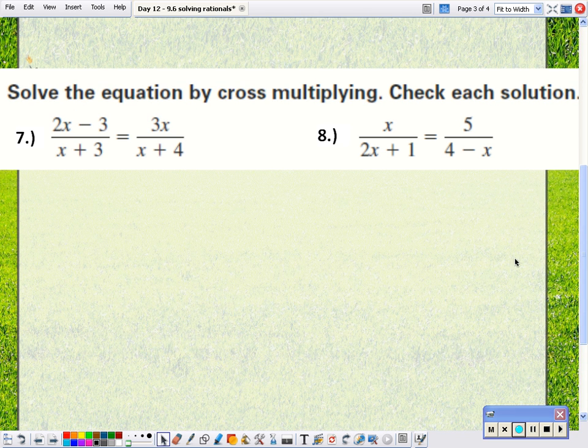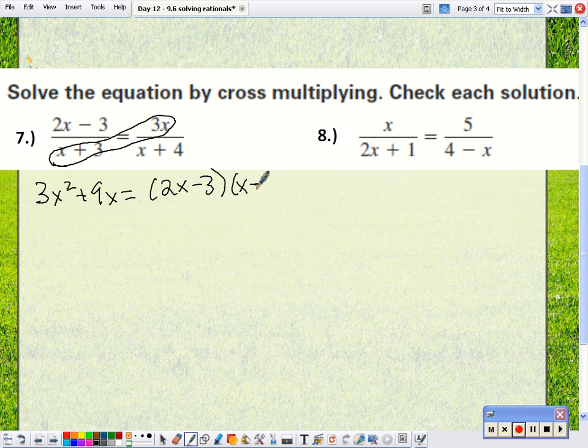Alright, now sometimes it's just going to flat out tell you to cross multiply. We're going to do 7, we'll leave 8. You can do that one on your own. So if it just says solve by cross multiplying, you can obviously just go straight to the cross multiplying step. So we're going to have 3x squared plus 9x equals, now I'm going to be really careful here to multiply correctly. So 3x squared plus 9x equals 2x squared. This would be minus 3 plus 8 is going to be plus 5x minus 12.